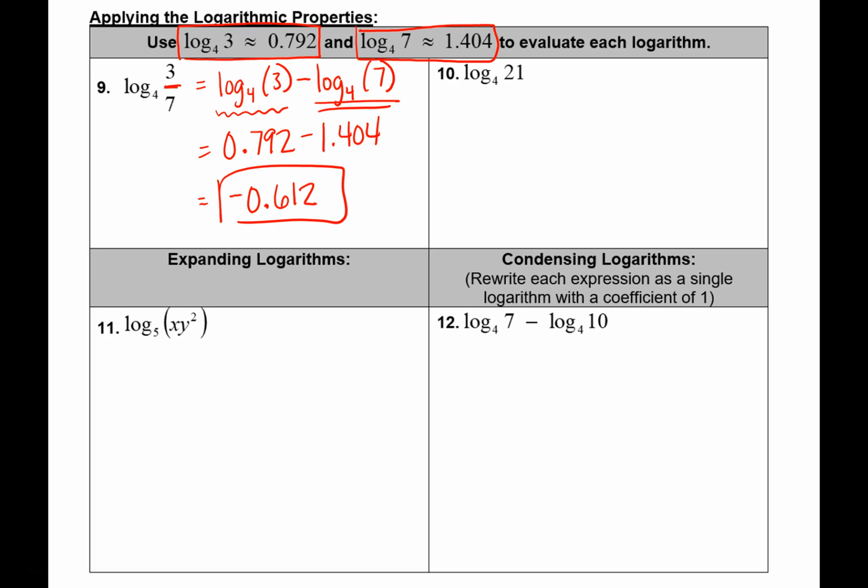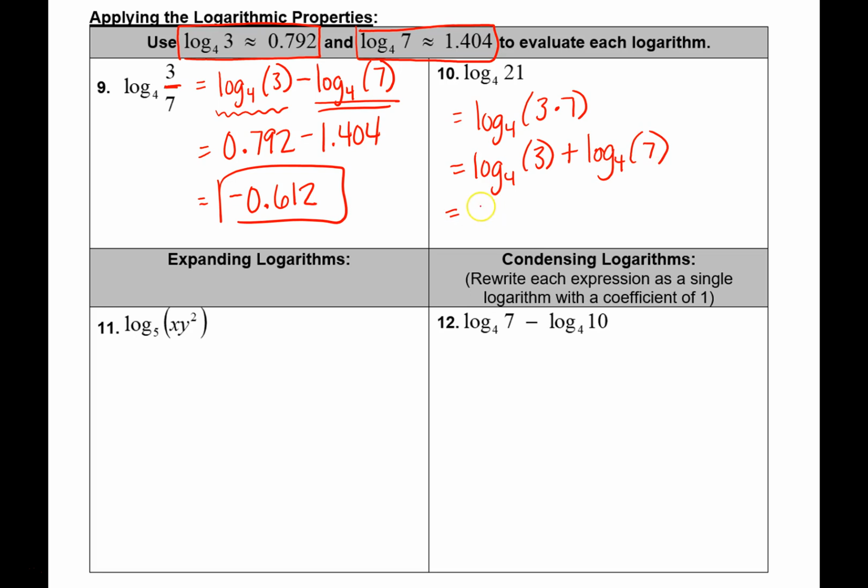With one like number 10, remember I want to use a 3 and a 7 because that's what I've been given in my directions as the logarithms that I know the values for. So I immediately think of log base 4 of 3 times 7. Because when I have two numbers multiplied together, I can break those up into log base 4 of the first one plus log base 4 of the second one. And then again, I can use that substitution.